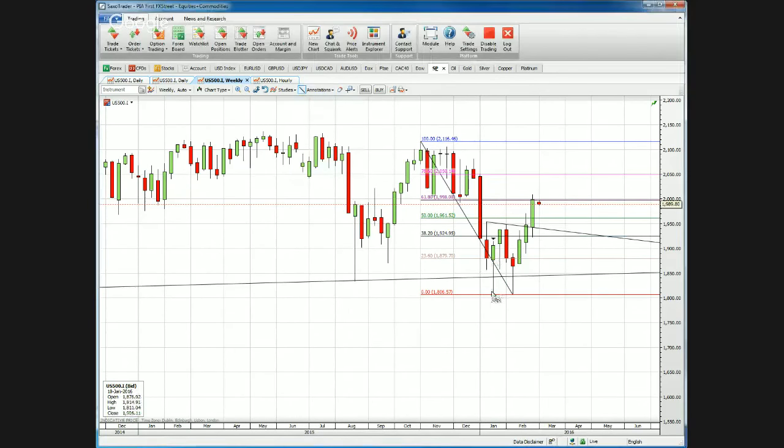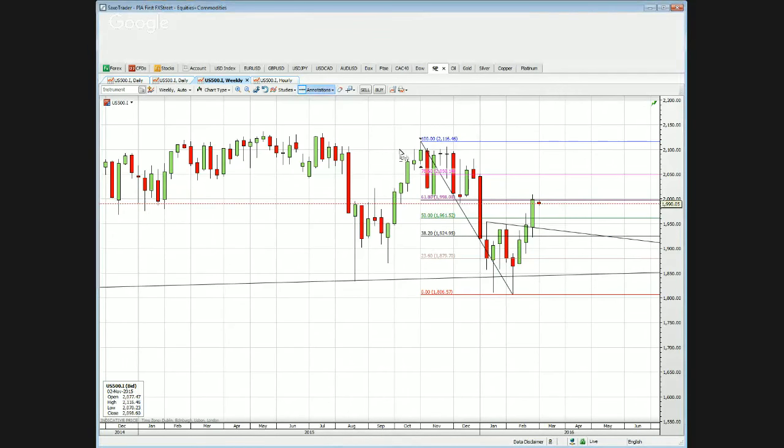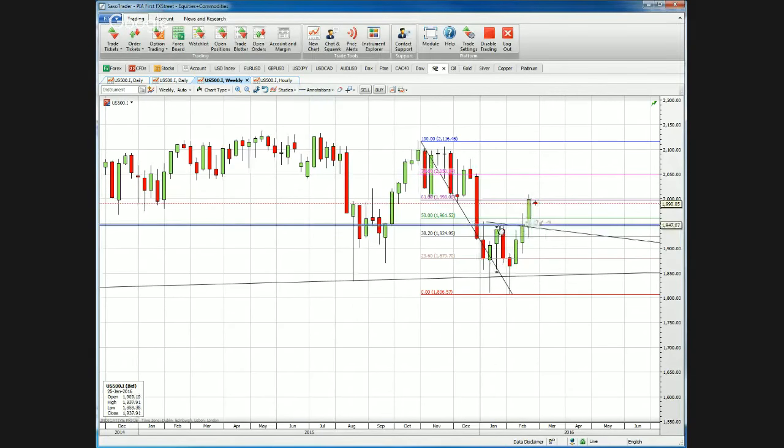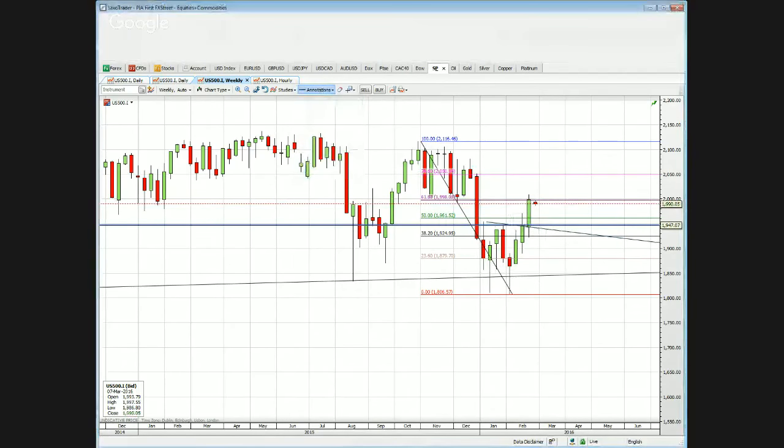Again, this can be brought from a double bottom formation here. Neckline here, get another line up. It's the horizontal line. So it has to break this line, close above it, and pretty much that confirms a double bottom formation.